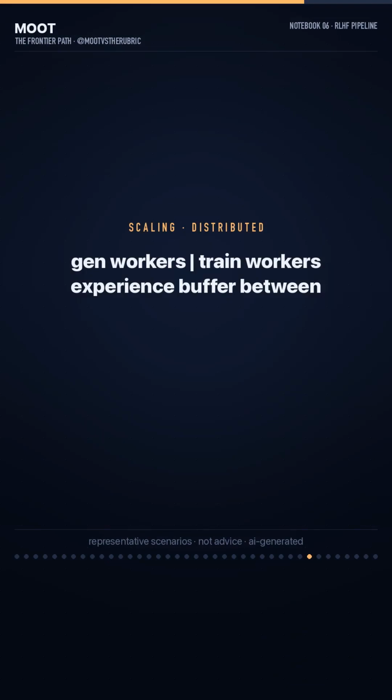The third piece is the distributed architecture, and the key insight is to separate generation from training. You run a pool of generation workers holding inference copies of the policy, the reference, and the reward model, and a separate pool of training workers holding the live policy, the value head, and the optimizer states. The generators produce prompts, responses, rewards, and log probabilities into an experience buffer. The trainers consume that buffer and ship updated weights back. This is the shape that frameworks like OpenRLHF and TRL with DeepSpeed actually use.